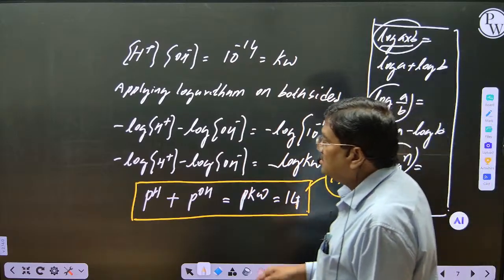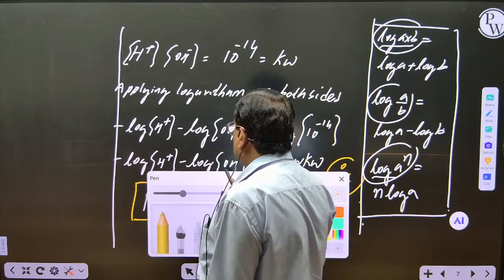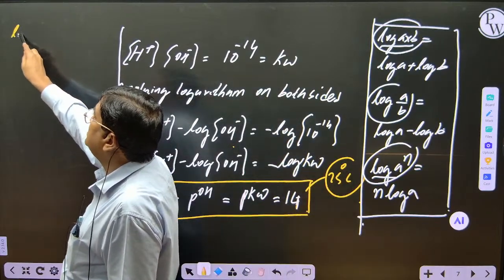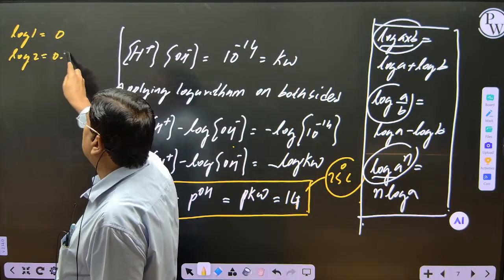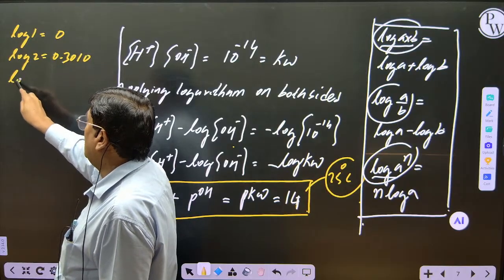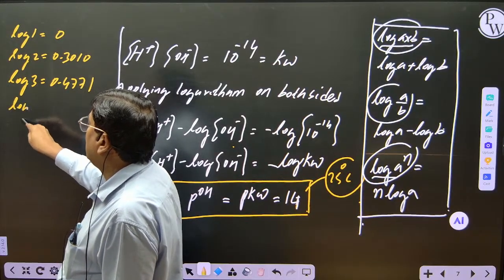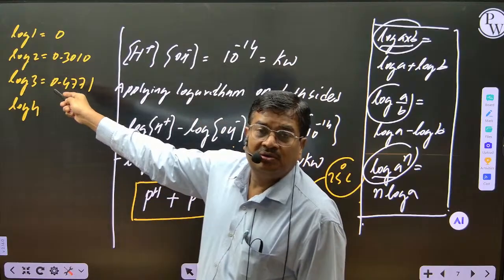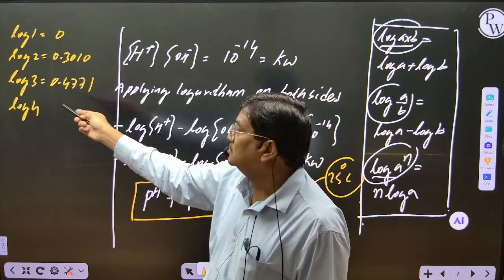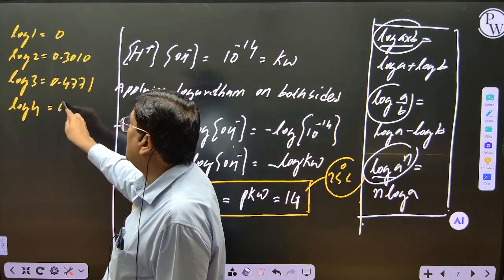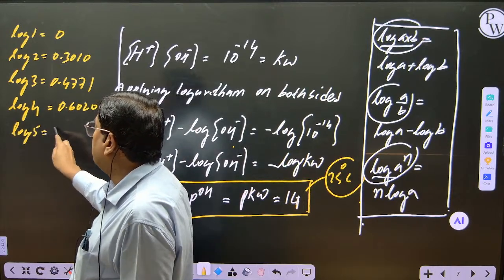Copied? Students, you have to remember log 1 to log 10 values. In exam they don't provide log 1, log 2. See, log 1 value will be 0. Log 2 value will be 0.3010. Log 3 value will be 0.4771. Log 4 I can get as double of log 2, that means log 2 square, log 2 into 2, that means double of log 2: 0.6020. Log 5 you have to remember. Log 5 value will be 0.6989.